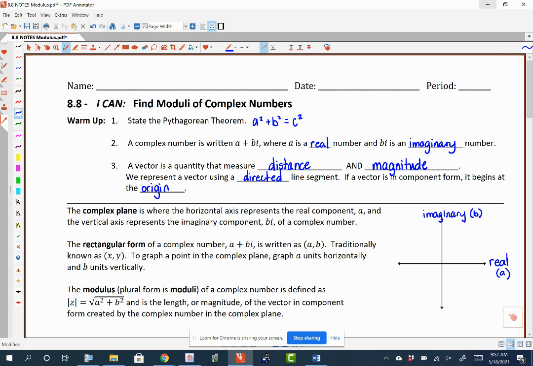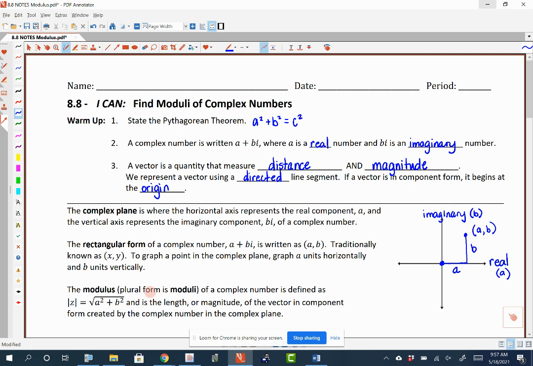Let's go ahead and look at some things here. Let's start at the origin, and say we go a distance a on that real axis, and then we go a distance vertically up to b. So this point has a location on our graph, and we can denote it with the ordered pair (a, b).